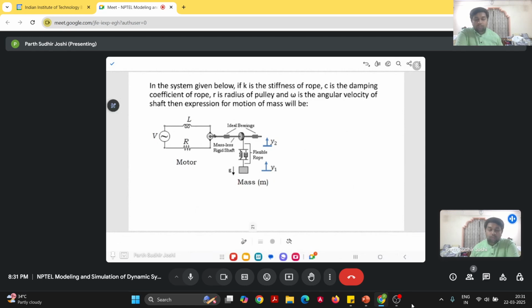Now in the next problem, we have been given an electric motor which is being used to rotate a pulley, and this pulley has a flexible rope wound on it, and it is being used to lift a mass m. So the stiffness and the damping coefficient of the rope are given, the radius of the pulley is given, and omega is, let us say, the angular velocity of the shaft. Then we have to derive the expression for the motion of the mass.